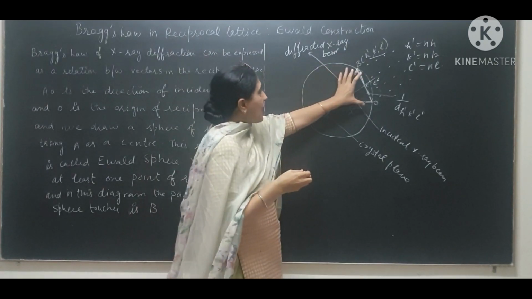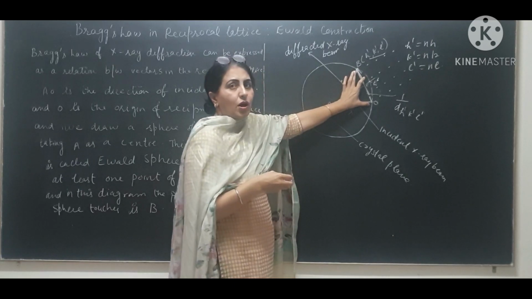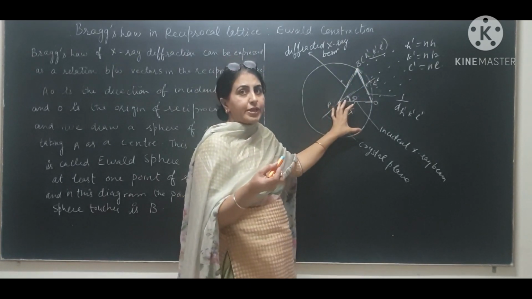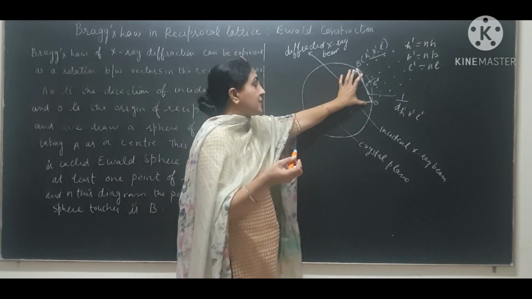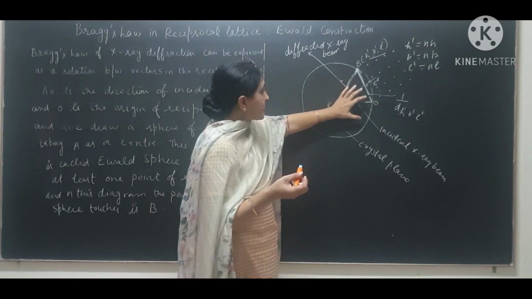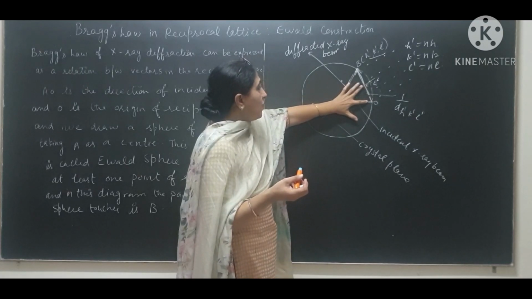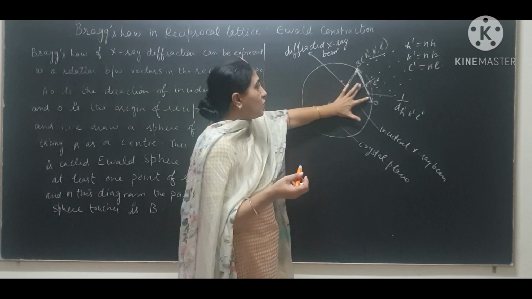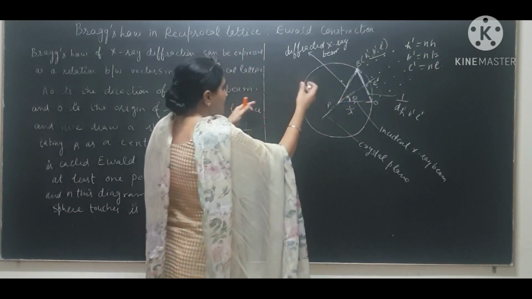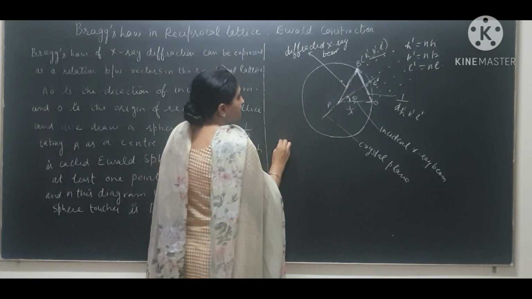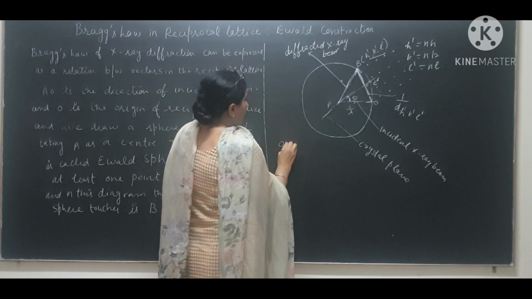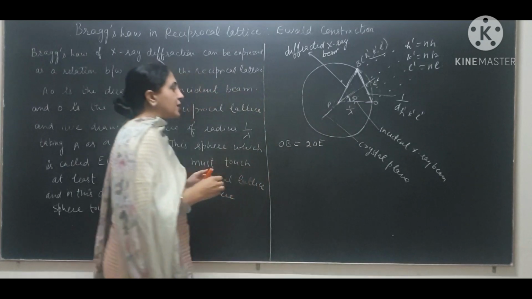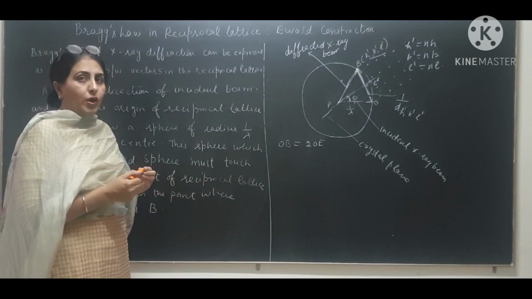Clear? And OB is also a chord. You can see the chord of this sphere, or circle if in two dimensions we take it as a circle. And also from this it is clear that OE is equal to half of OB, or you can say OB is equal to 2 times OE. So from this diagram OB is equal to 2 times OE.